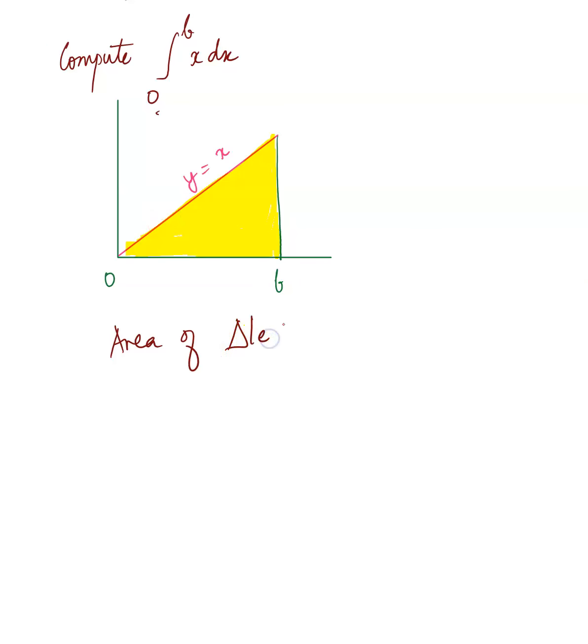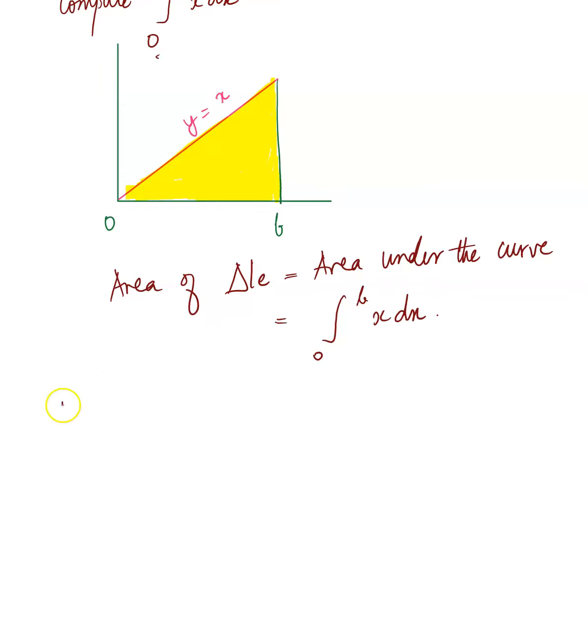So I have a way to prove this. The area here is basically a triangle, right? So the area of this triangle, which is the area under the curve, is the same as this integral from 0 to b of x dx, okay? Because that's what we just showed. We kind of defined it to be that way. So let's start with what we know, which is the area of the triangle. Area of a triangle is half times base times height.